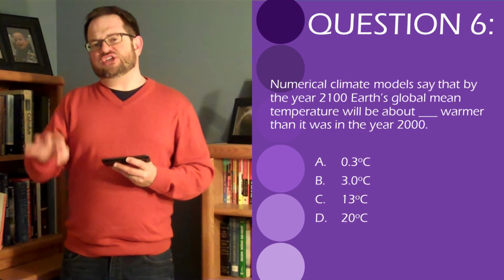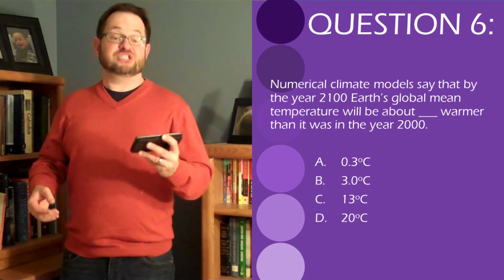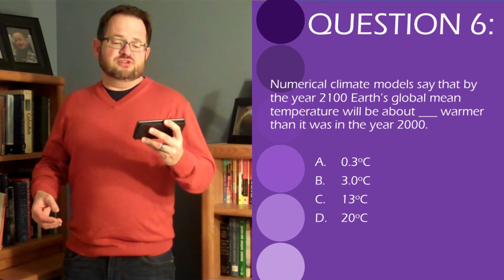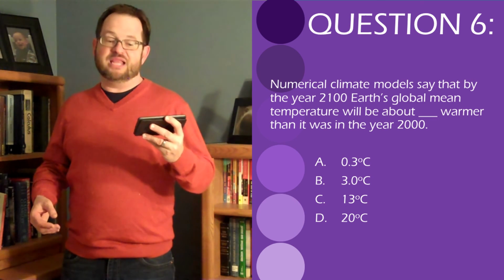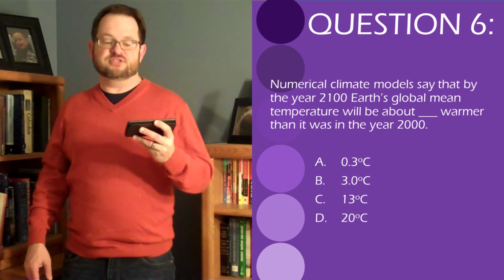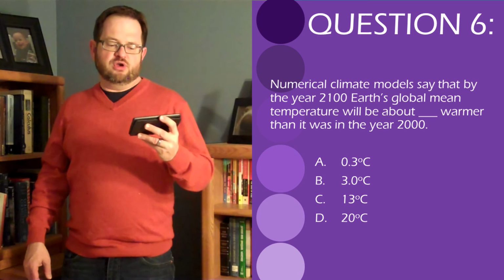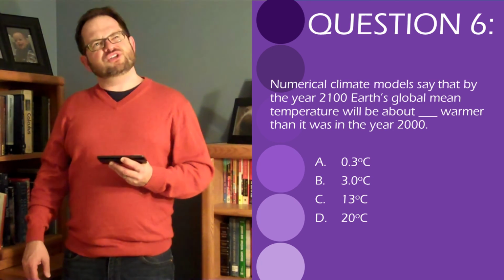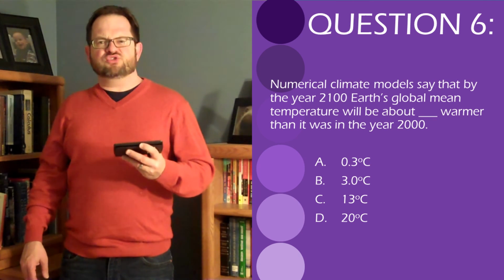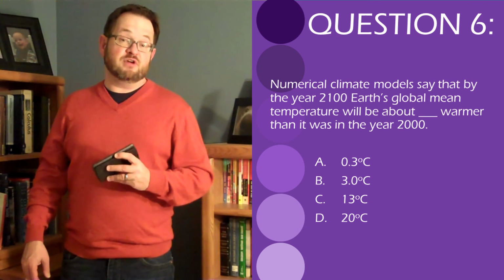But just to finish up this lecture, let's do a couple quick questions. Question 6. Numerical climate models say that by the year 2100, Earth's global mean temperature will be about blank warmer than it was in the year 2000: 0.3, 3.0, 13, or 20 degrees Celsius. How much warmer is the planet going to get? Make a choice from these 4 options and get a little feedback before you move on to question 7.